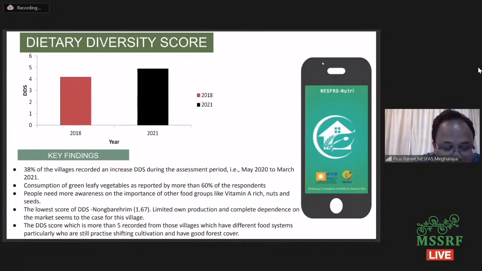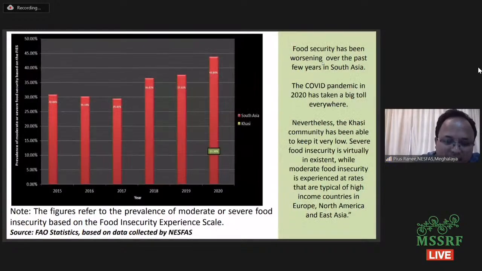But in those villages where the DDS score is high, which is more than 5, we came to the conclusion that those villages have different food systems, particularly those people who still practice shifting cultivation and still have good forest.